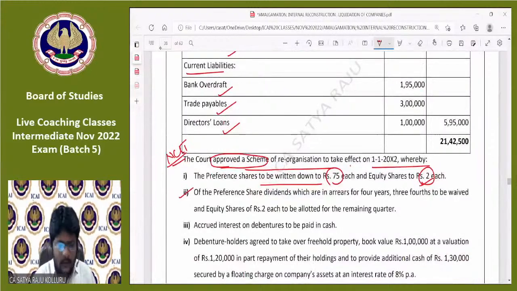Before checking the second point, some of our friends put some queries. Sir, difference between the worth and amount of shares. It is easy. Worth of shares means we are expressed in terms of amount. Number of shares means we are expressed in terms of number. That's it. Worth of shares means amount.